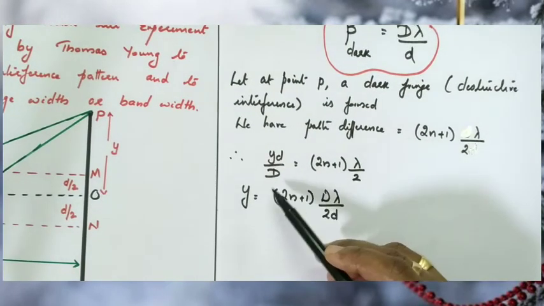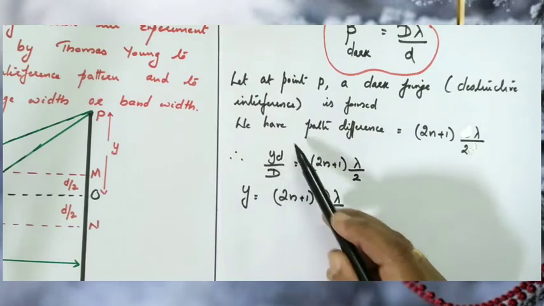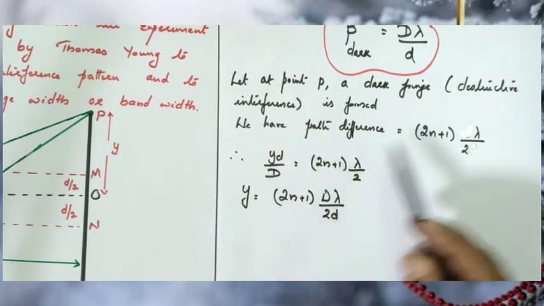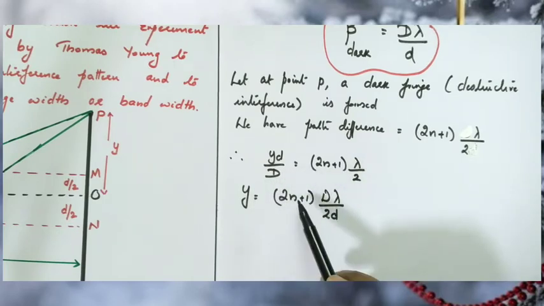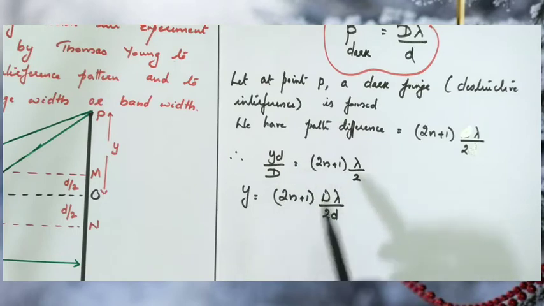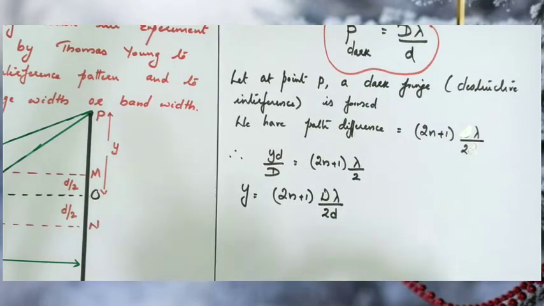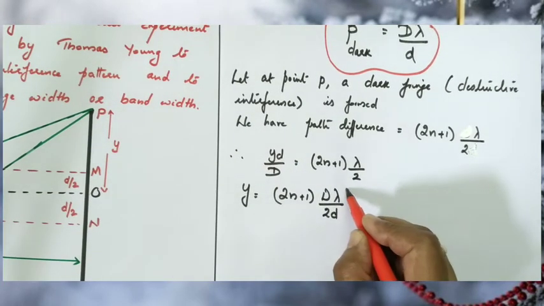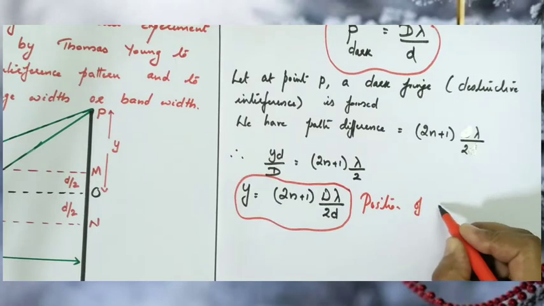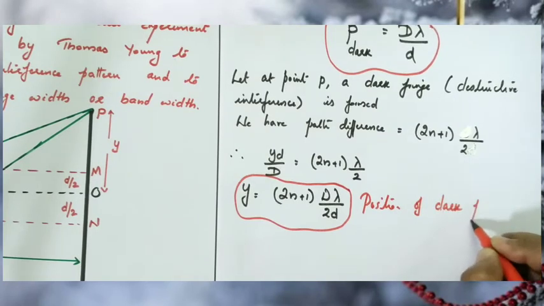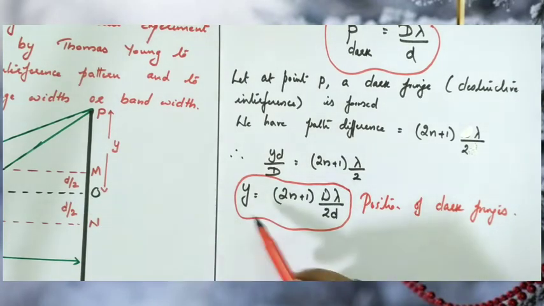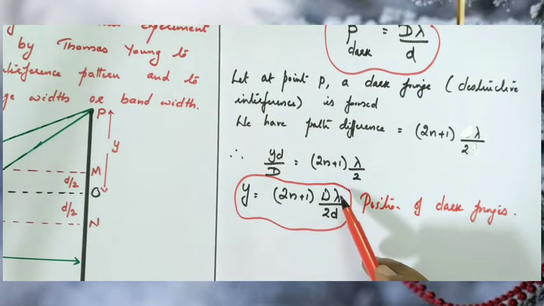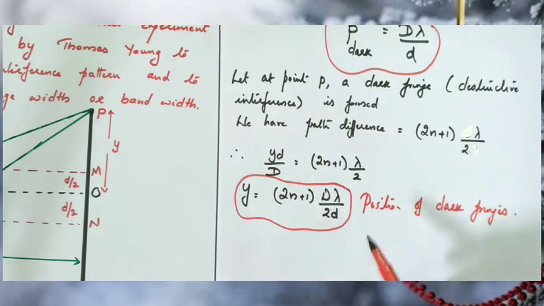Here we can equate the path difference: yd by D equal to 2n plus 1 into lambda by 2, and y equal to, we can cross multiply, 2n plus 1 into D lambda divided by 2d. Okay, y equal to 2n plus 1 into D lambda by 2d. This is the position of all dark fringes. So the position of all dark fringes from the central region is y equal to 2n plus 1 into D lambda by 2d. You have to learn the formula by heart.